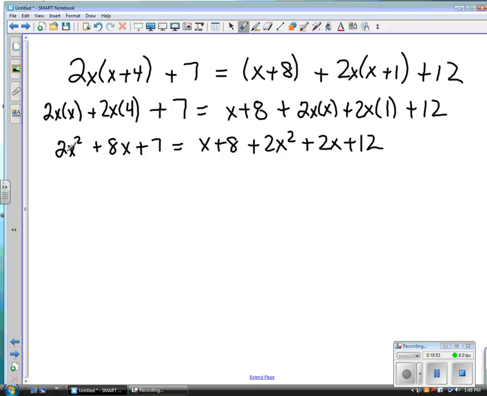Now I want to go through and look on the left. Is there anything I can clean up? No. Is there anything on the right that I can clean up? Yes. So I'm going to add what terms I can. So this gives me 3x plus 20. So I'm going to combine this 2x and x. Now, if you need to go in here and rewrite that step and rearrange these things, I'm fine with that. That's one of those steps after a while you're going to be able to skip, okay?